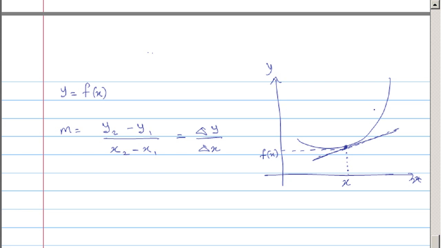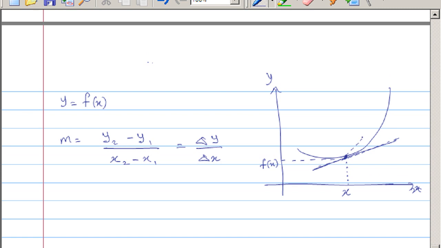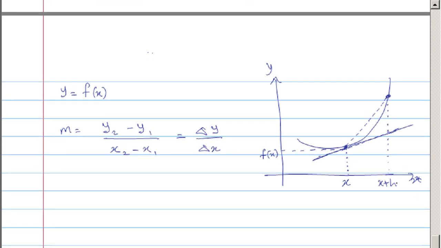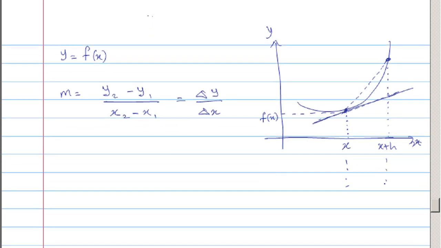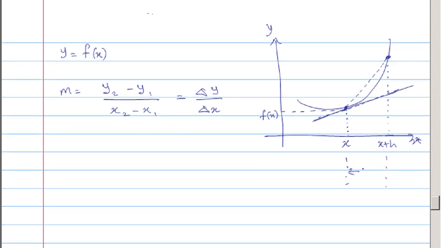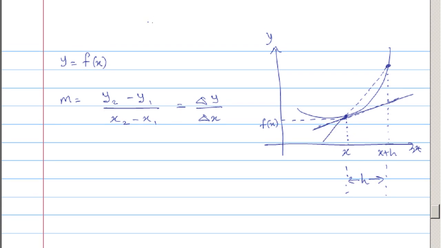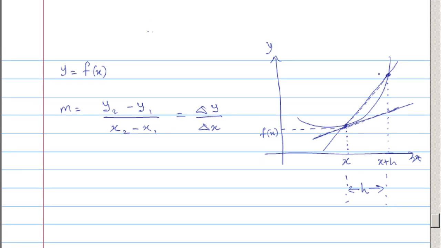So what I'll do is pick another point on the curve and draw a chord through that point, draw a straight line through that point. So let's pick this point here. Let's say this is my point 1 and this is my point 2. And I'm going to call the x coordinate of that point x plus h. Or to put it another way, all I'm saying is that the x coordinate of point 2 is a distance h away from the x coordinate of point 1. And I have a line that goes through these two points.